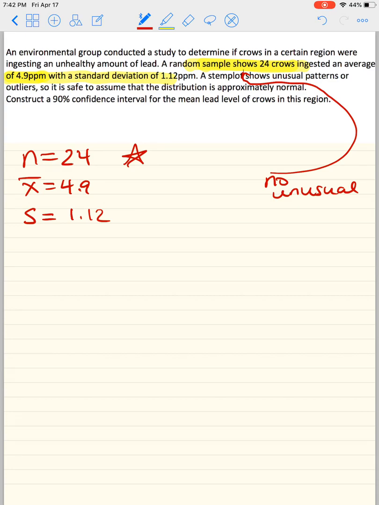A stem plot shows no unusual pattern. Excuse me, that arrow should be right here. It shows no unusual patterns, okay? Otherwise, we can't do it if it shows unusual patterns. Remember that a t and a z need to be approximately normal in order for us to proceed. So it should say no unusual pattern or outliers, so it's safe to assume that the distribution is approximately normal. Construct a 90% confidence interval for the mean lead level of crows in this region.